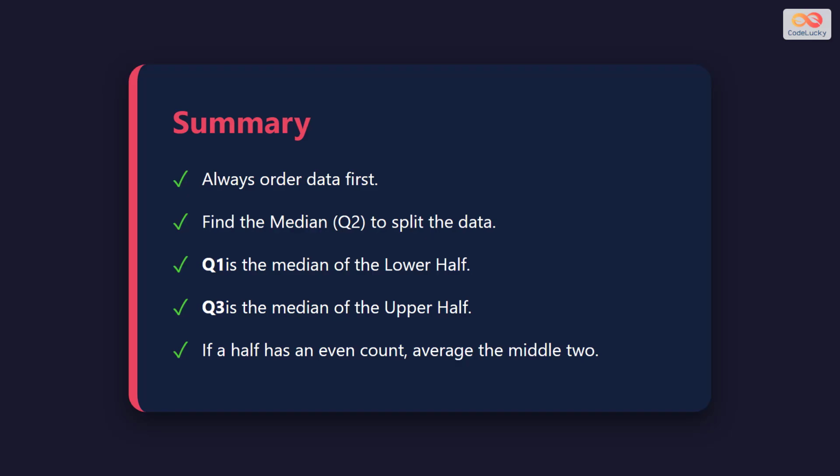To recap, always sort your data first. Find the median to create a lower and upper half. Then, find the median of the lower half to get Q1 and the median of the upper half to get Q3. If any group has an even number of items, average the middle 2 numbers.